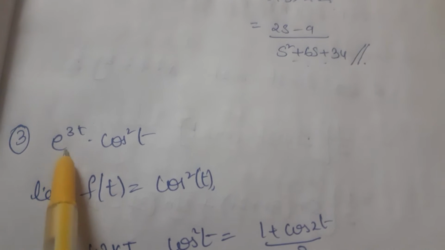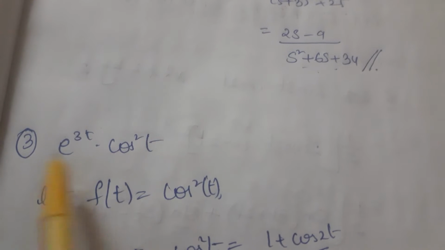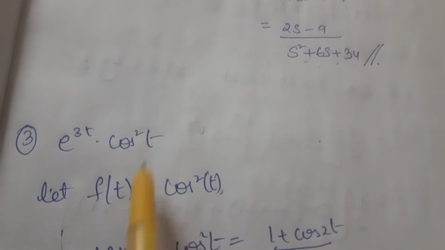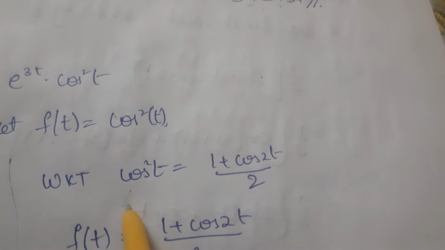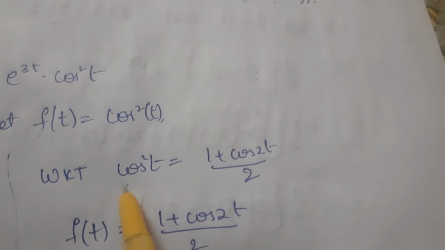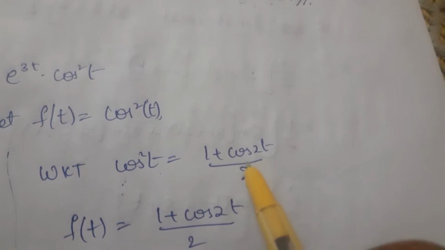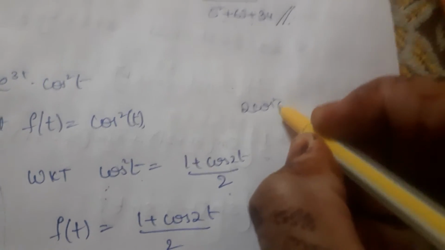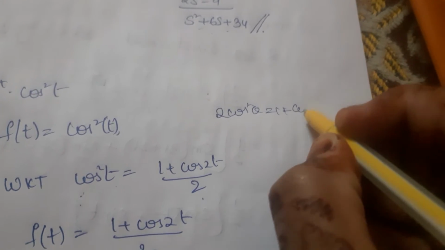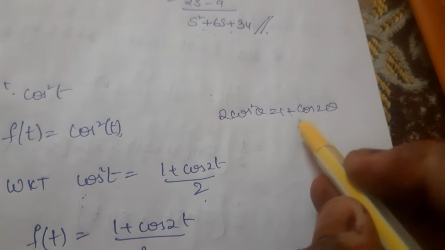Now I am going to explain the third problem, which is e^(3t) into cos square t. What is the question? e^(3t) into cos square t. We know that formula, you people have to remember it. It is from intermediate level. Cos square t is equal to 1 plus cos 2t by 2. We write 2 cos square theta is equal to 1 plus cos 2 theta, so cos square theta is equal to (1 plus cos 2 theta) by 2.